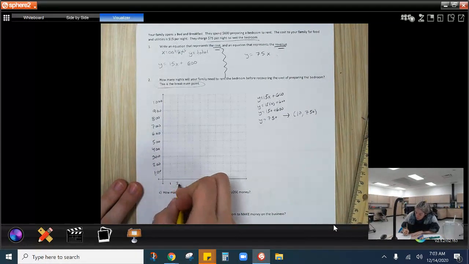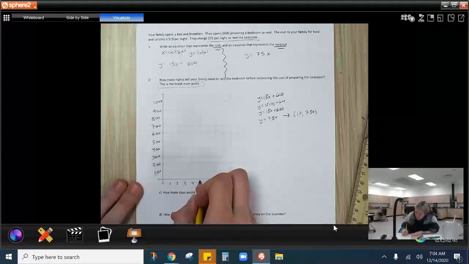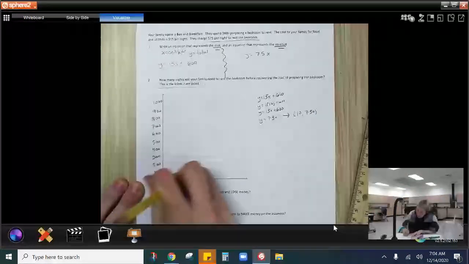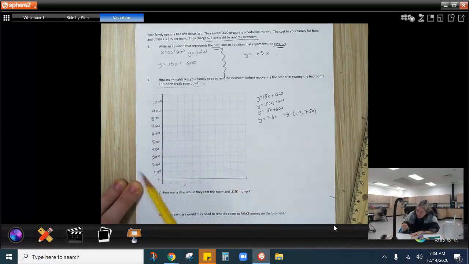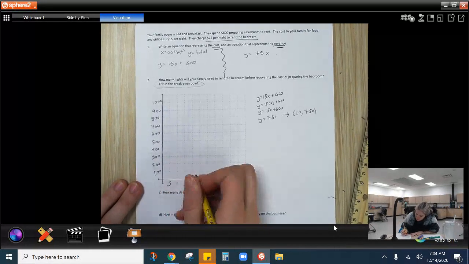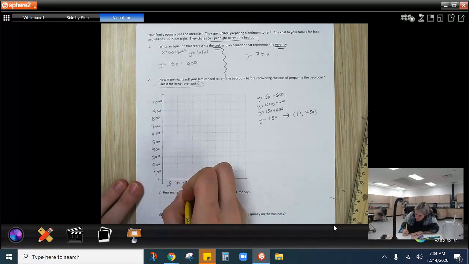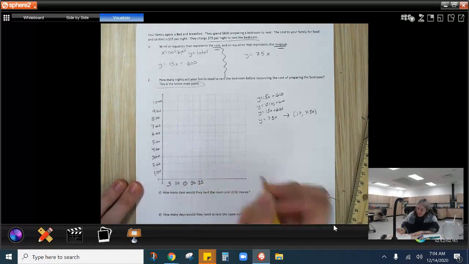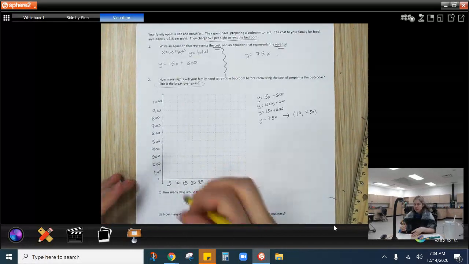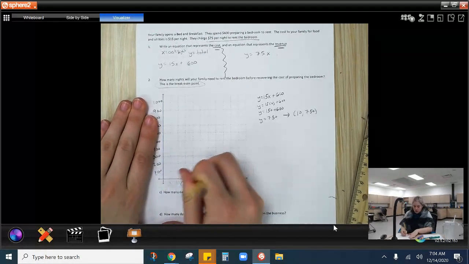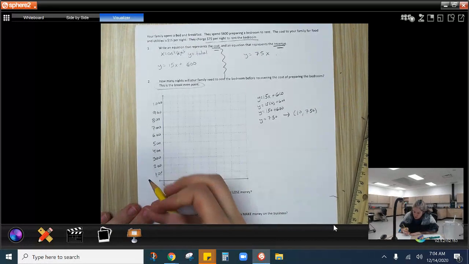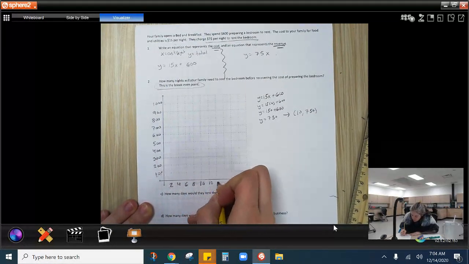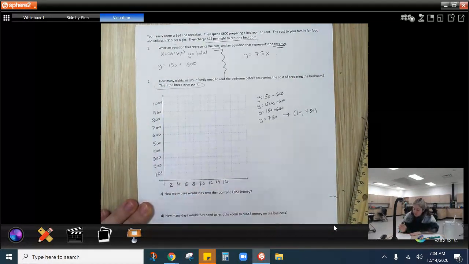All right, for my cost. So 1, 2, 3, 4, 5, 6, 7, 8, 9, 10. That's not going to be enough. Let's do 5, 10, 15, 20, 25. I'm going to count by fives. Actually, I think counting by twos might be the best. Yeah, let's count by twos. So 2, 4, 6, 8, 10, 12, 14, 16.